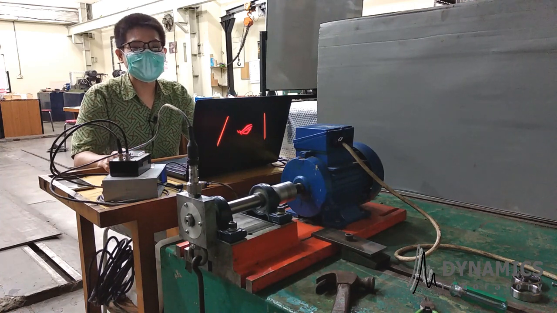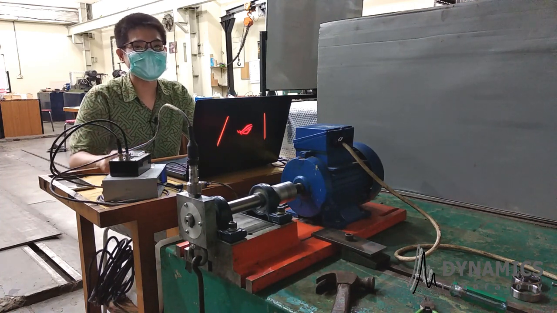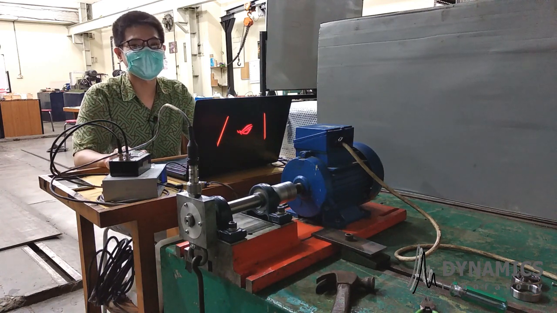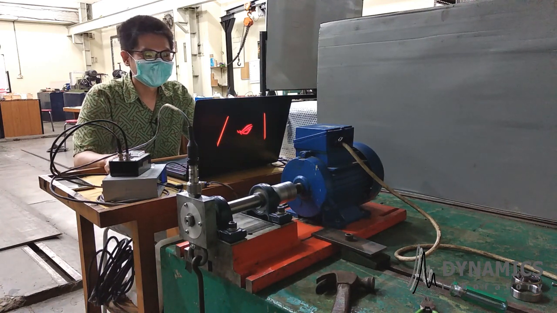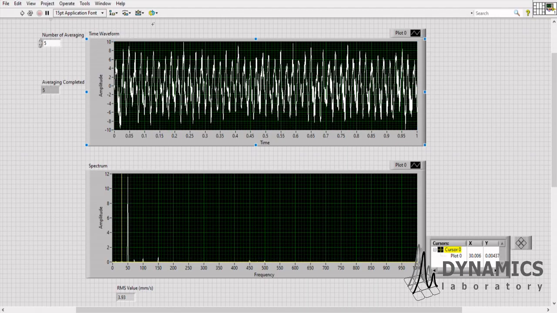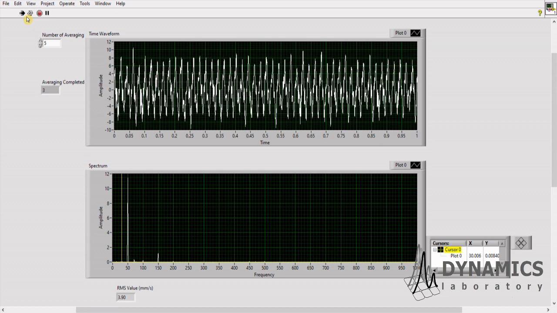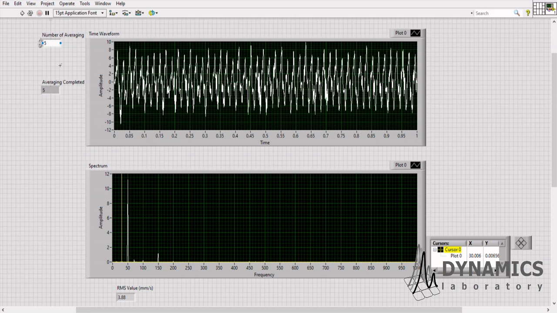For another example, I have already changed the tested bearing, and we will analyze the tested bearing condition again. Same as previous, we will start acquiring data on LabVIEW program. After it finishes acquiring, we will take the time domain data and move to MATLAB program for further data processing and also spectrum analysis.